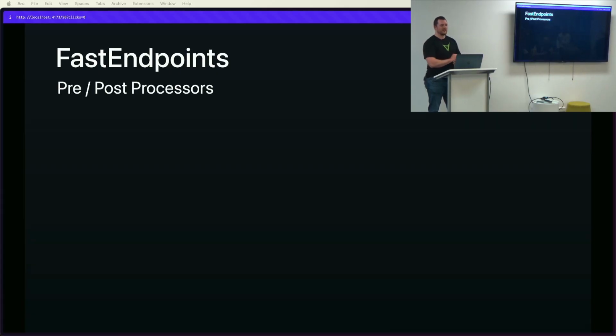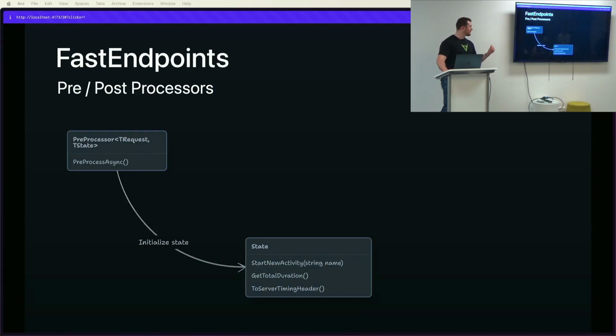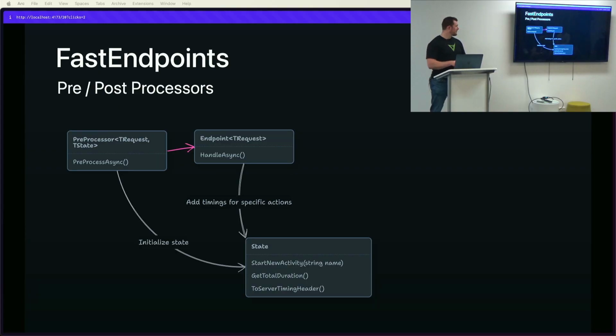We'll see an example here, however, that shows how state can be accessed by various parts of the overall request pipeline. First, our preprocessor initializes a class that represents our state, in this case to track some execution times. And flow progresses to our endpoint, where we can access that state object and, for example, attach some timings for specific actions.